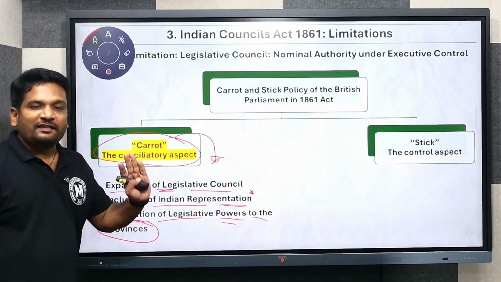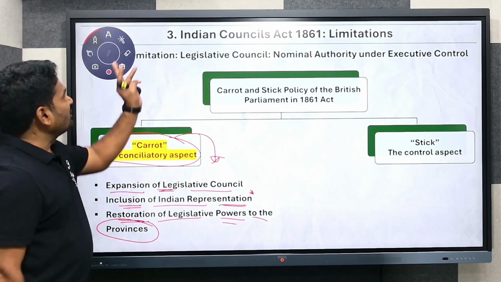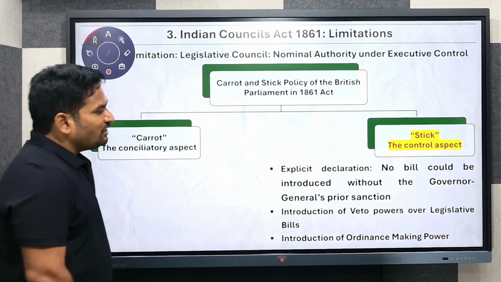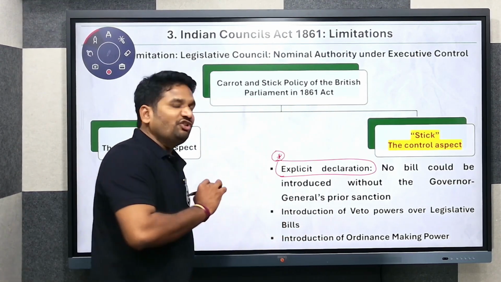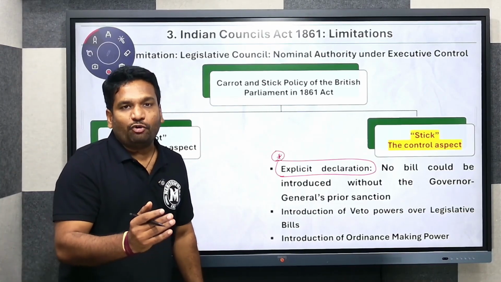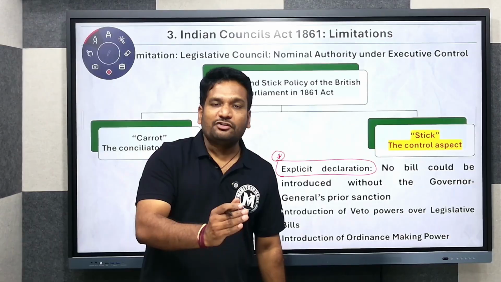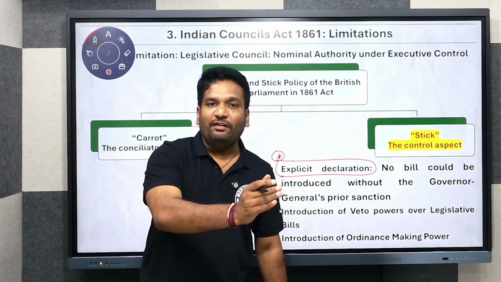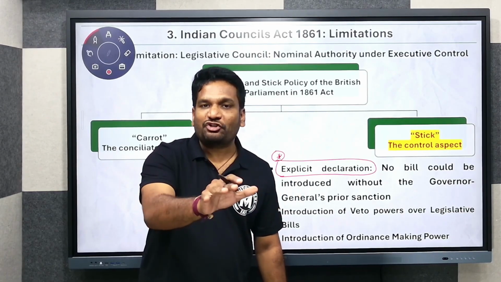Got my point? The 1861 Act is responsible for bringing out conciliatory measures, and also control measures. So now we are going to look into the control measures. The first control measure is explicit declaration. There was no such declaration under the provisions of the 1853 Charter Act, which created a separate legislative council by separating the executive and legislative functions. But at that point of time, there was no clear mention.